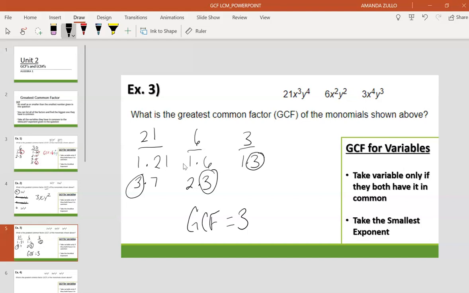Now you're coming up here. All 3 of these terms have x's. So an x will be a GCF. You're going to take the smallest exponent. So we have 3, 2, or 4. 2 is the smallest. And then y's, they all have a y. Again, you're going to take the smallest. We have 4, 2, and 3. You're going to want to take your 2. That is your greatest common factor.